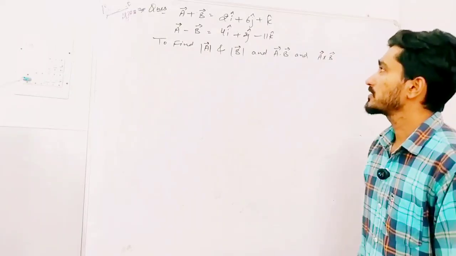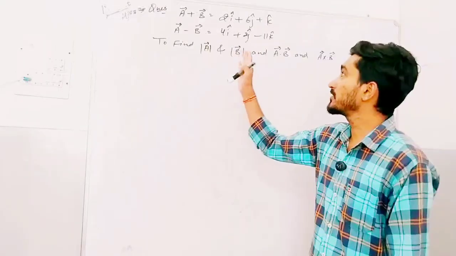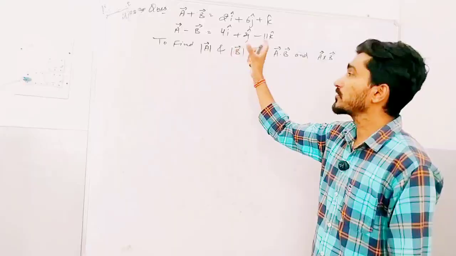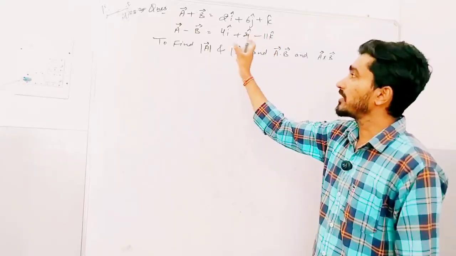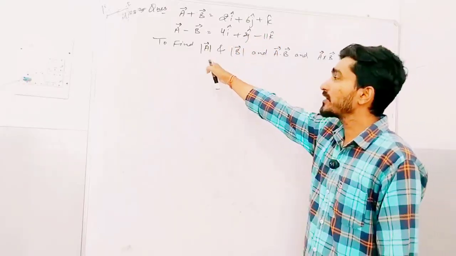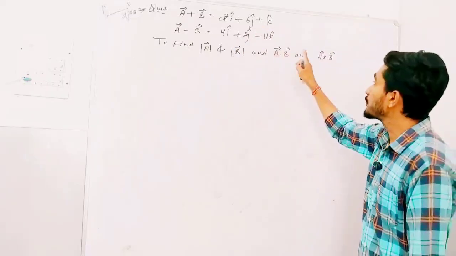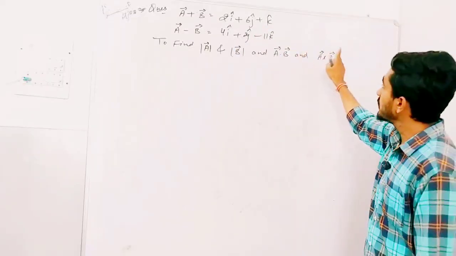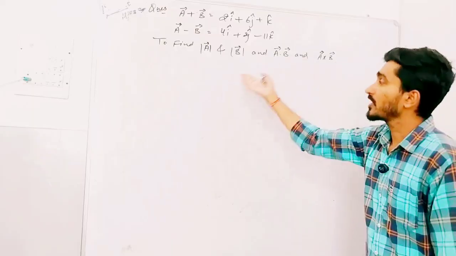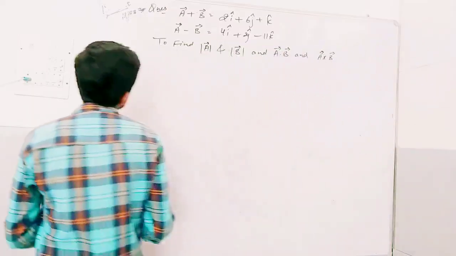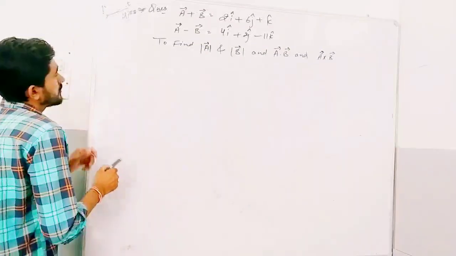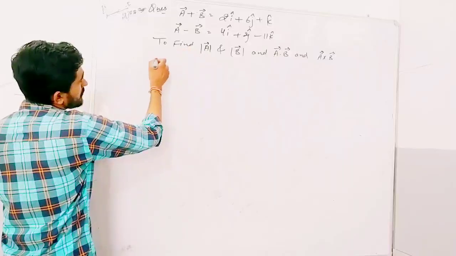This question says something a vector, something b vector. Addition of a plus b is given, a minus b is given. We have to find a vector, we have to find b vector, then we have to find a dot b and a cross b. Let's do it. It is very easy, as you are thinking. This is not a big problem.